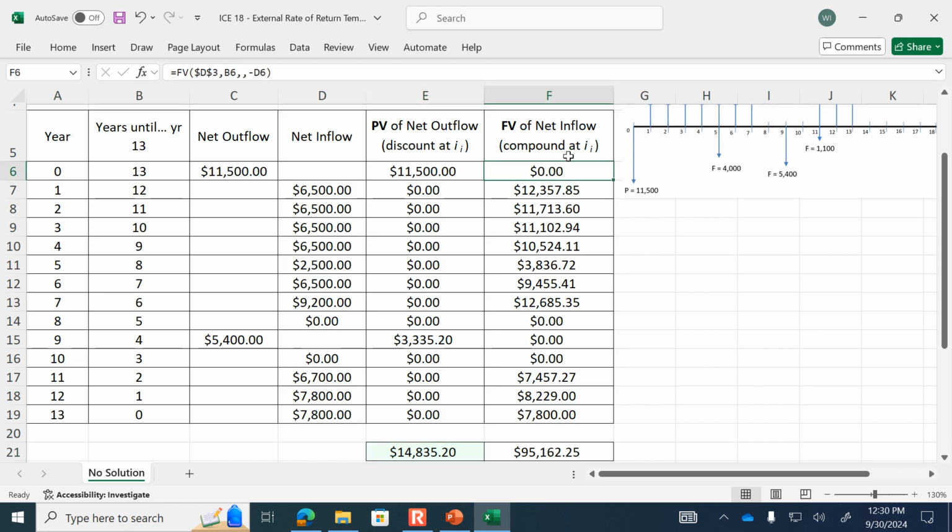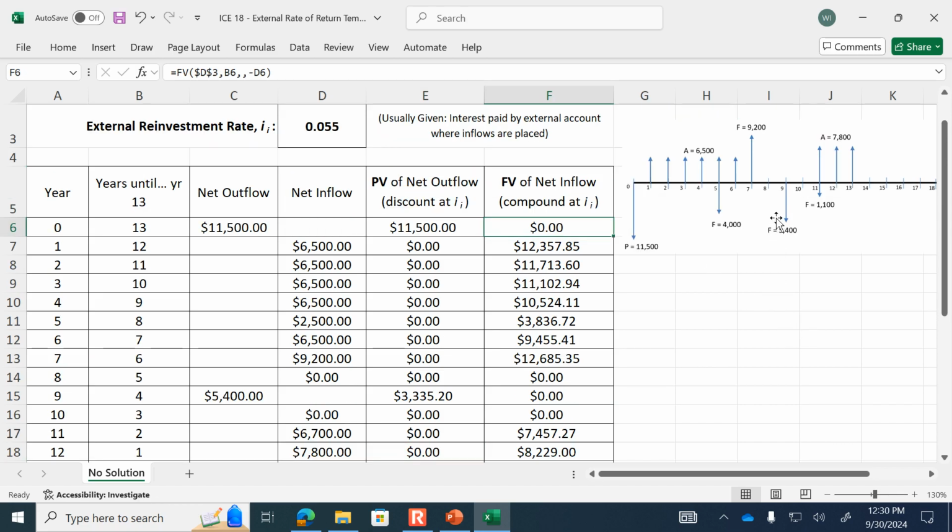Okay, the inflows, same thing with the net. If there's both an inflow and an outflow, then I'm going to subtract the value of the outflow from the inflow. So look, for example, at year 5, where I've got 4,000 out and 6,500 in. That's why I've only got 2,500 in that year, because the net inflow is the inflow minus the outflow for that year.